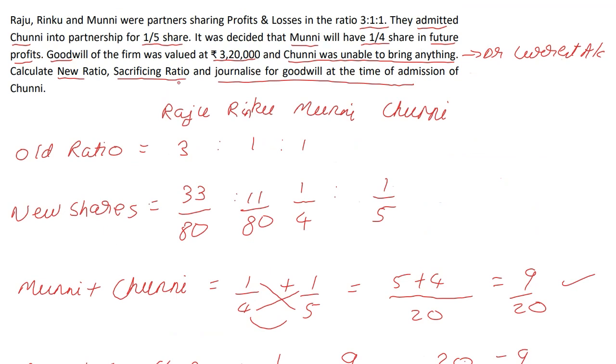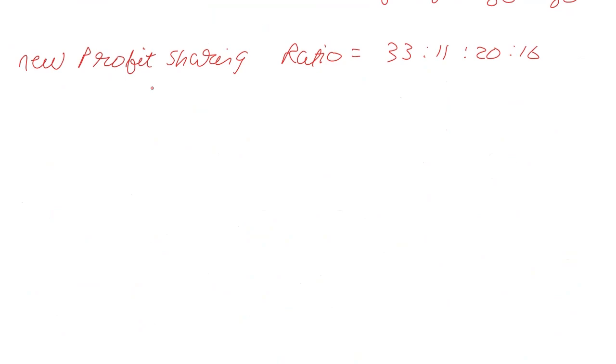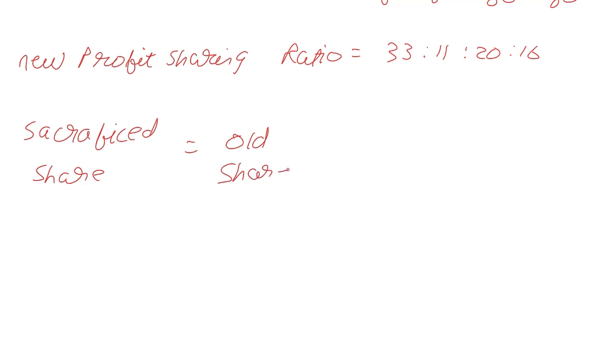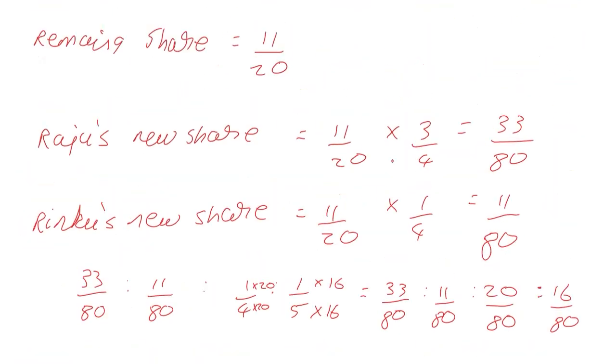Now, new ratio done. Now they want the sacrifice ratio. Sacrifice ratio, we know that the sacrificed share is equal to old share minus new share. We are going to do this across the board for all of them, and let's see what happens when we do that.